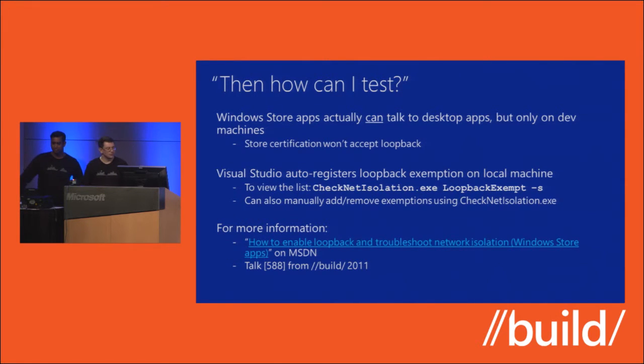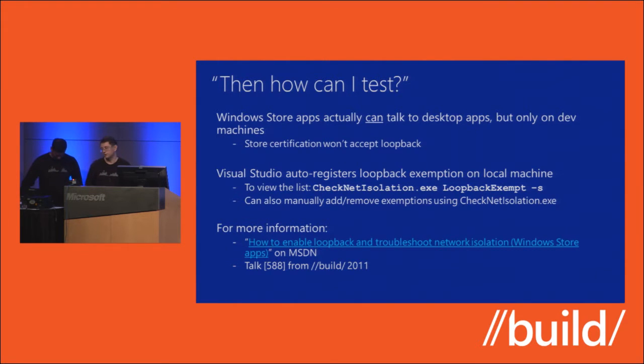So what happens here is that on the local machine, when you're running, Visual Studio plumbs an exception for you. So I didn't even have to show that in my demo. It just happened automatically. Okay. It said when I built the HTTP client sample, it said that can talk to loopback stuff on the local machine because I built it from Visual Studio. Okay. So that happens automatically, but you can also do that manually.